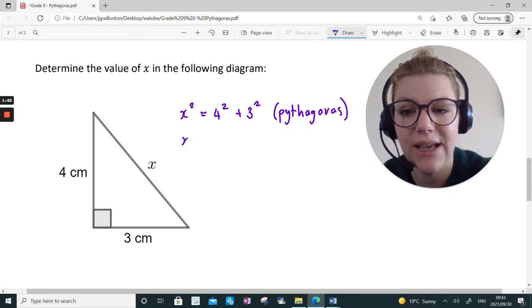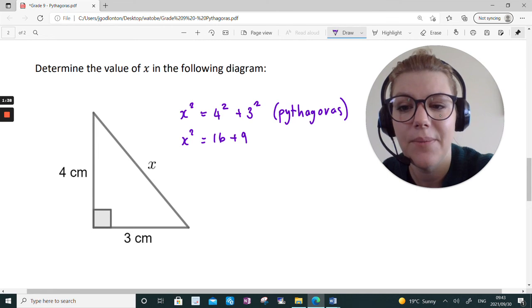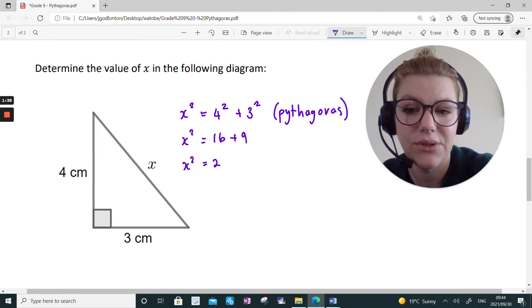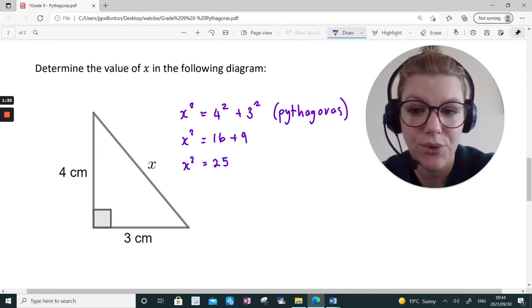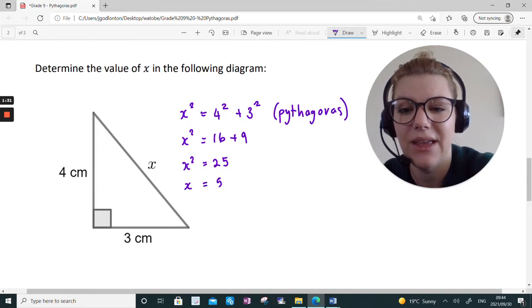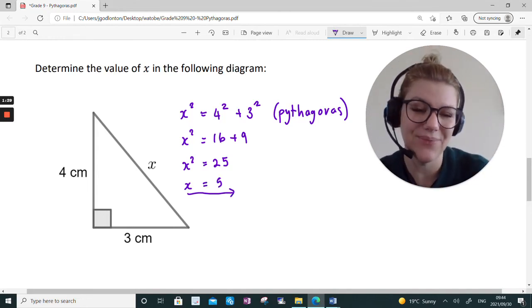We can start working this out. So x squared is equal to 16 plus 9, which means x squared is equal to 25. And so we can square root both sides, and x would then be equal to 5. It's that easy.